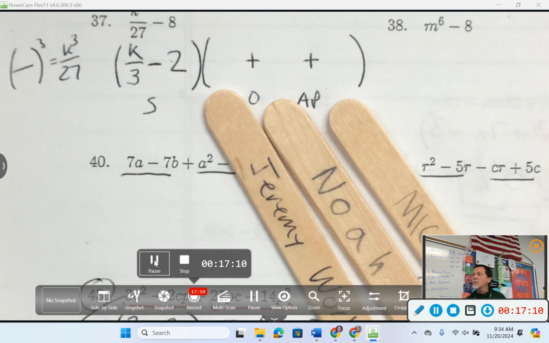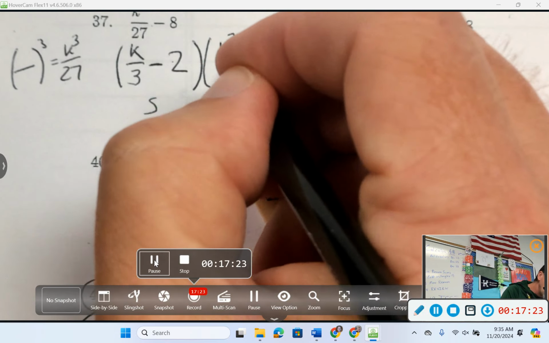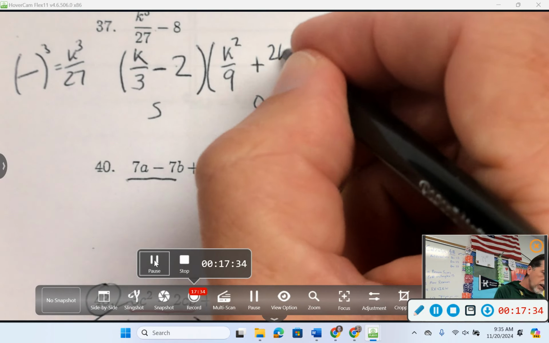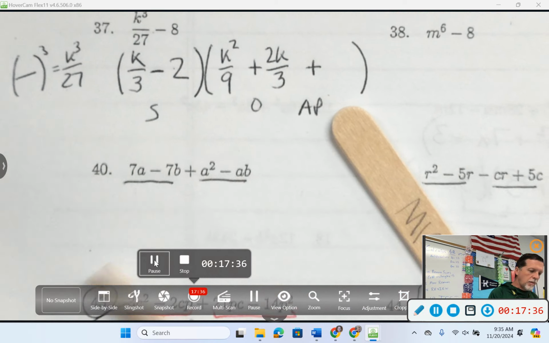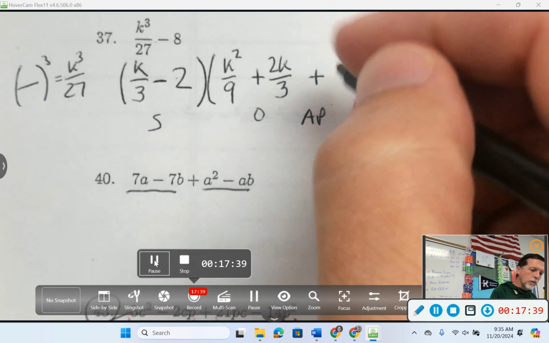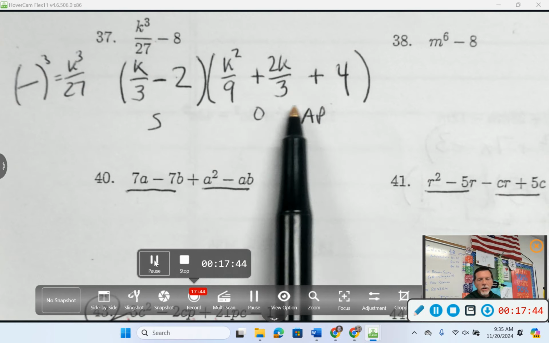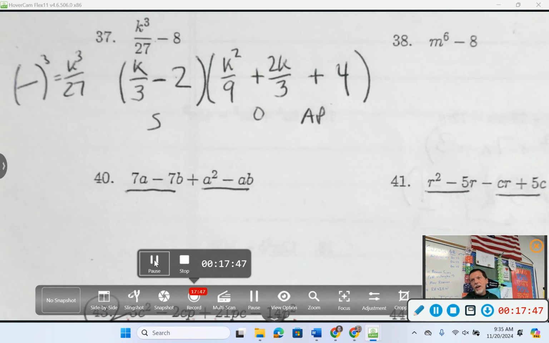Jeremy, what's going to go in the first blank? K over 3. Close. Square all of k over 3. Oh, k squared over 9. There you go. Noah, how about the second blank? 2k over 3. Good. And Micah, how about the third blank? 4. Square the last one. And that looks kind of weird, but we know we don't do anything else with it, so we're okay with a weird answer.